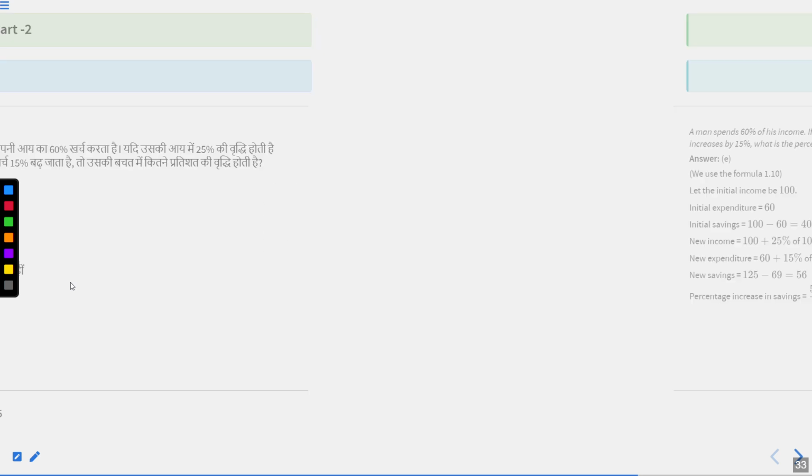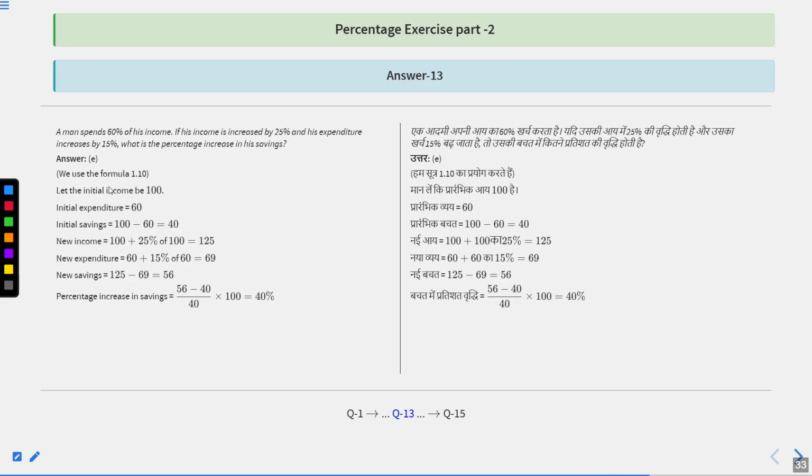Let's see the solution. The question says my initial income is 100, so the expenditure is 60. So my saving will be 100 minus 60, which is 40. Now the question says my income is increased by 25%. What it means? 100 plus 25% of 100, which is 125 rupees.